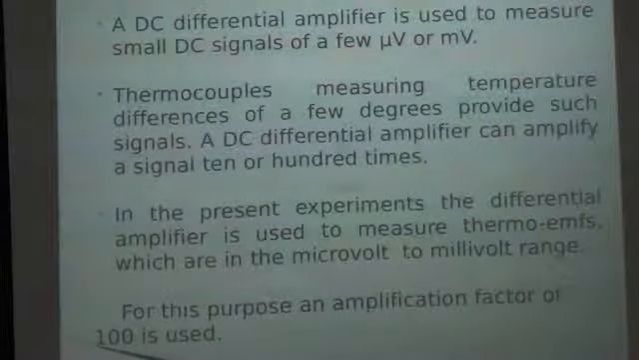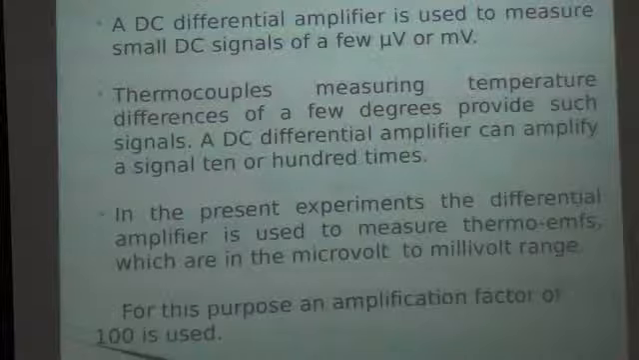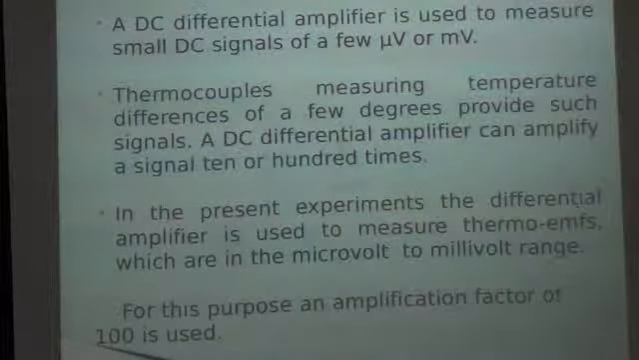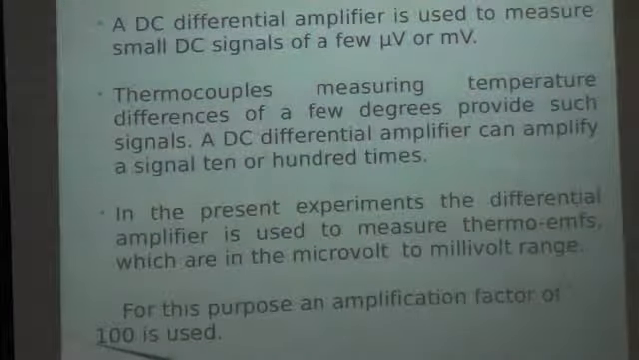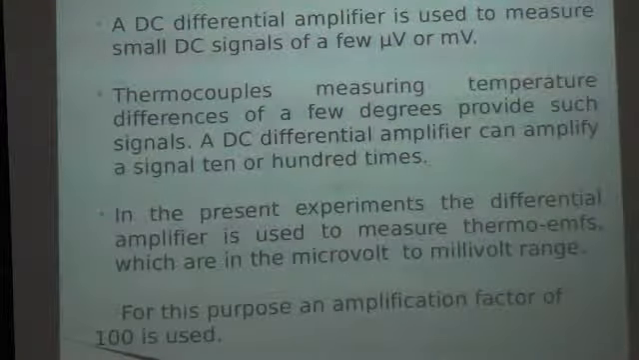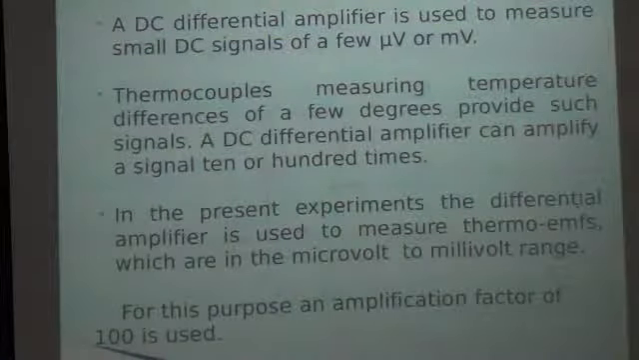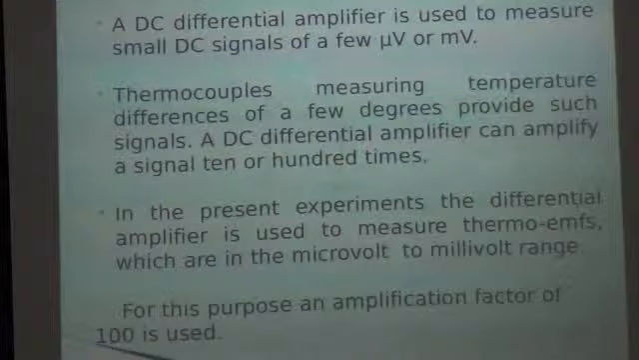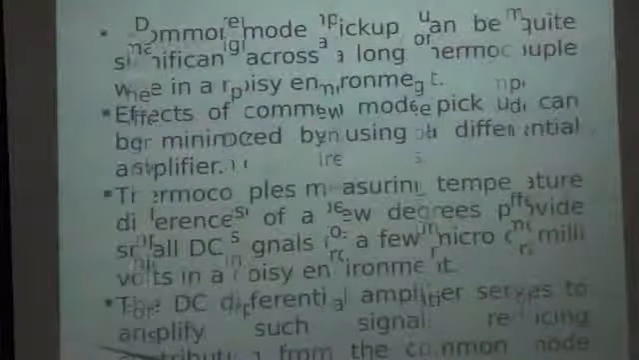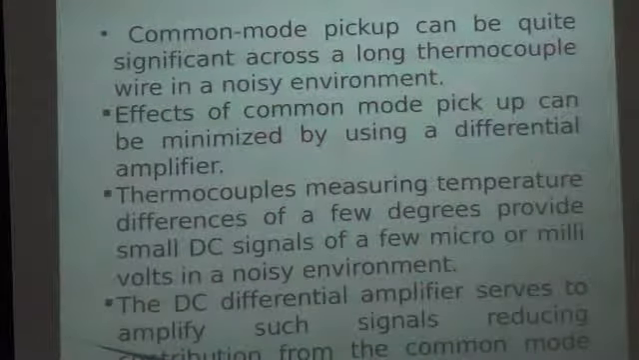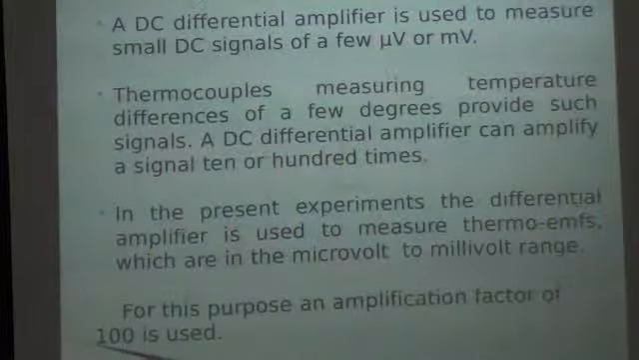Thermocouples measuring a temperature difference of a few degrees provide a signal. A DC differential amplifier can amplify a signal 10 or 100 times. Here in the lab, we are using it in two modes: either we amplify the signal 10 times or 100 times. So if we get a 1 millivolt signal, it becomes 10 or 100 millivolts depending upon the amplification factor, and that we can measure easily using a small multimeter. In this experiment, the amplification of 100 will be used.